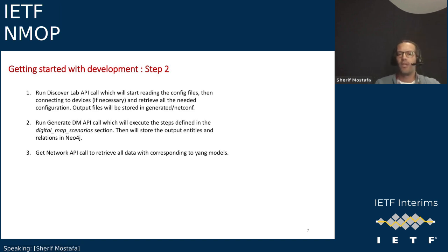When you have these configurations, the next thing is to run the code. It's running on Flask, so there are a couple of APIs that you can call to execute. There is Discover Lab, which is useful when you start. This will start connecting to devices and storing the configuration. The second one is where you want to generate a digital map. It's called Generate DM, and it's running all the steps that I showed in the previous slide. Then it stores this at the end to Neo4j, if mentioned in the configuration file.